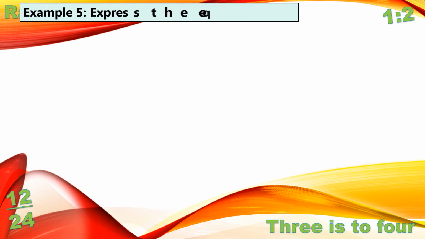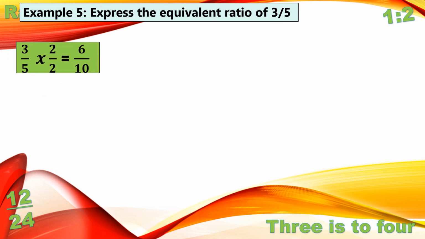Another example of equivalent ratio. Express the equivalent ratio of 3:5 or 3/5. So, 3/5 times 2 equals 6/10. So, again, parang yung ginawa natin kanina. So, 6 divided by 2 is 3, and 10 divided by 2 is 5. Next, ginamit naman natin ay yung 5. 3 times 5, 15. 5 times 5, 25. So, 15/25 is equivalent to 3/5.